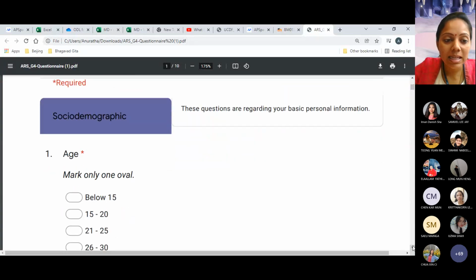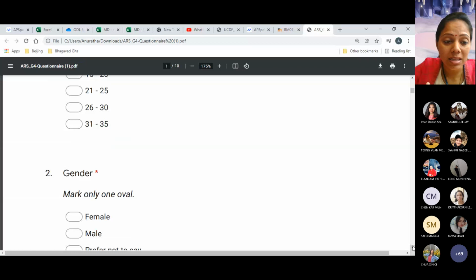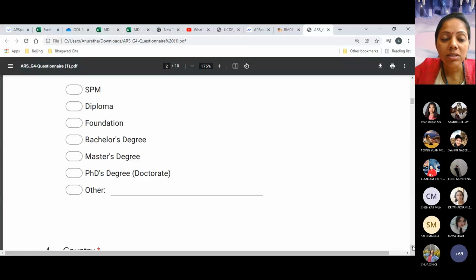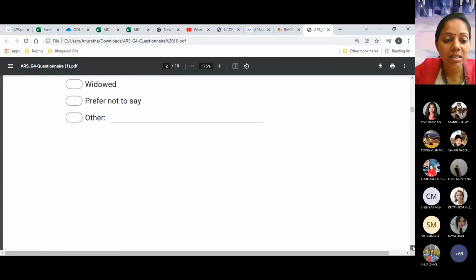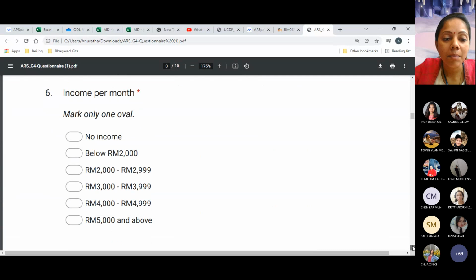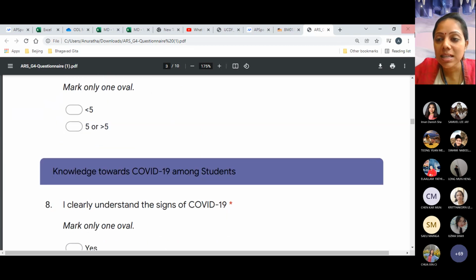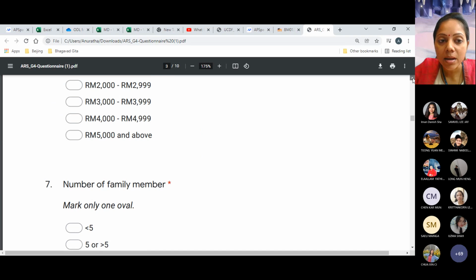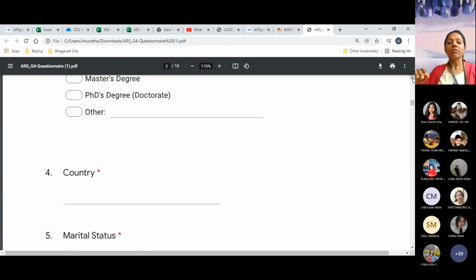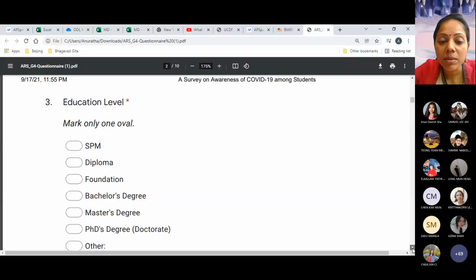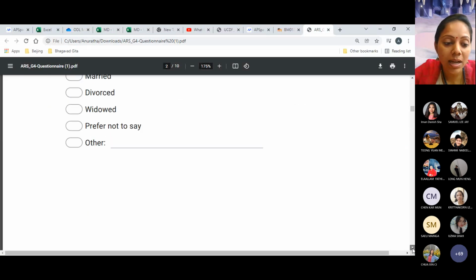So demography is basically age, gender, these are examples. They have preferred not to say, education level, country, marital status. Income is relevant to the topic they were doing, and number of family. So these are the things they included in their demographic profile. If income is not relevant to your topic, you don't have to. If education level is not relevant, you don't have to. So that's the first part. For the demographic profile, basically 3 to 5 will do.